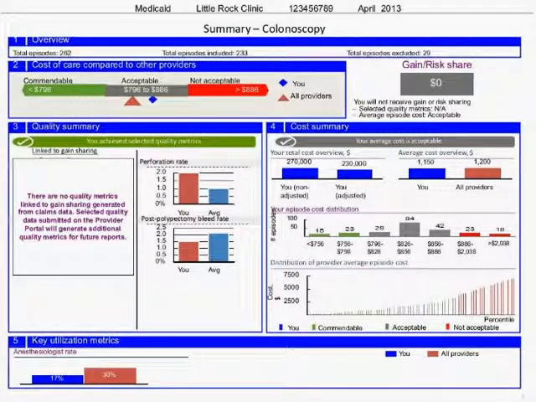The graph next to it is the average cost overview and compares your average cost to other providers. In this graph, the provider's average cost is just a little lower than the other providers, but is still in the acceptable range.